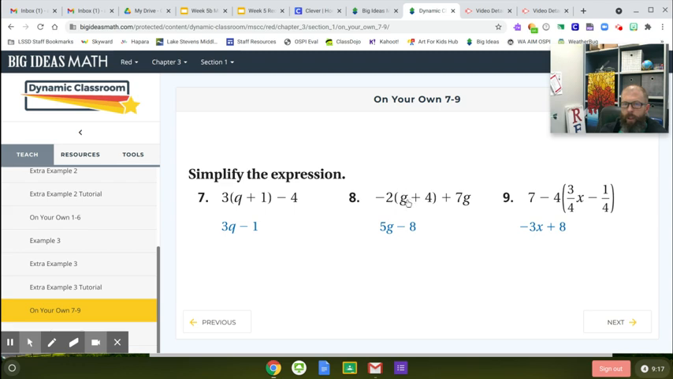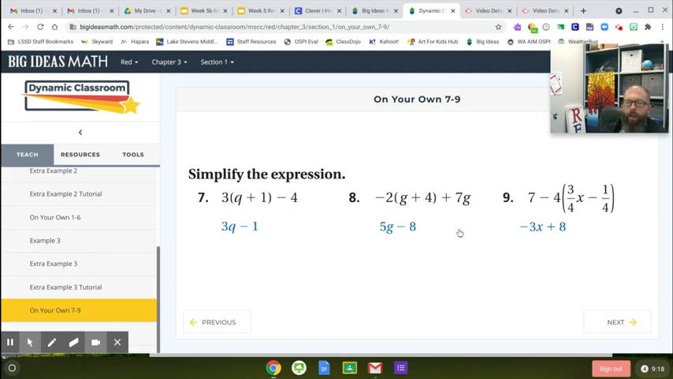Negative 2g minus 8 plus 7g. So negative 2 plus 7 is 5 minus 8. And here we had to multiply 4 times 3/4, and you get 3. And then you had to multiply 4 times 1/4, and you get 1, sorry, 1. And then 7 plus 1 is 8.